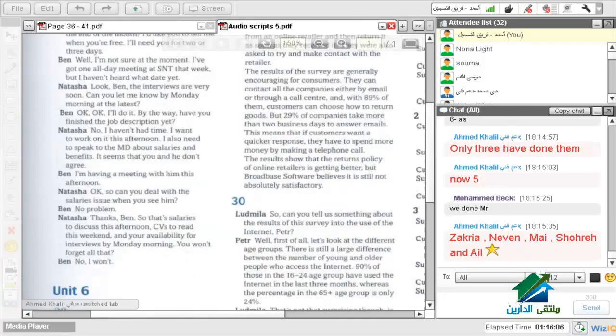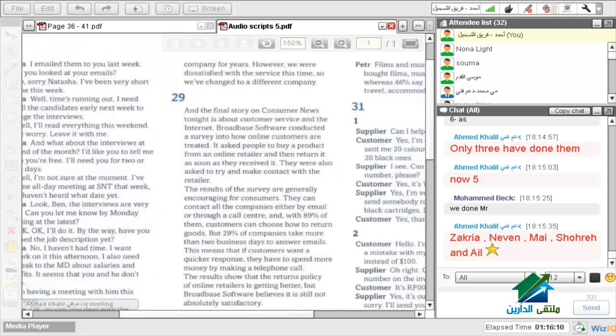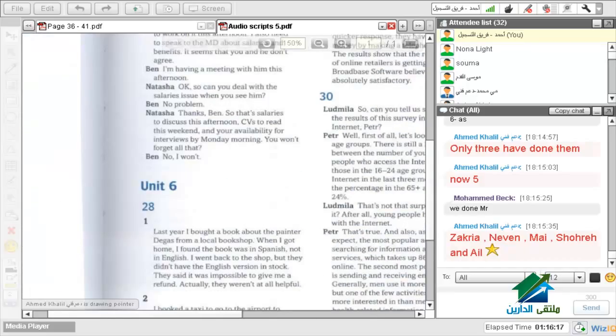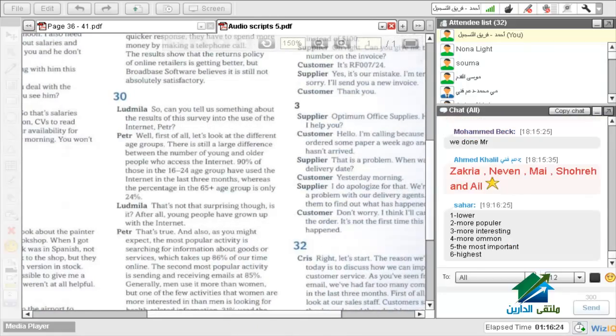Audio 30. So, can you tell us something about the results of this survey into the use of the internet, Petr? Well, first of all, let's look at the different age groups. There is still a large difference between the number of young and older people who access the internet. 90% of those in the 16 to 24 age group have used the internet in the last 3 months, whereas the percentage in the 65 plus age group is only 24%. That's not that surprising, though, is it? After all, young people have grown up with the internet. That's true. And also, as you might expect, the most popular activity is searching for information about goods or services, which takes up 86% of our time online.